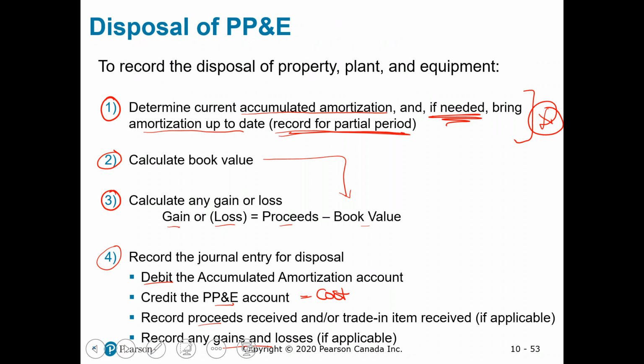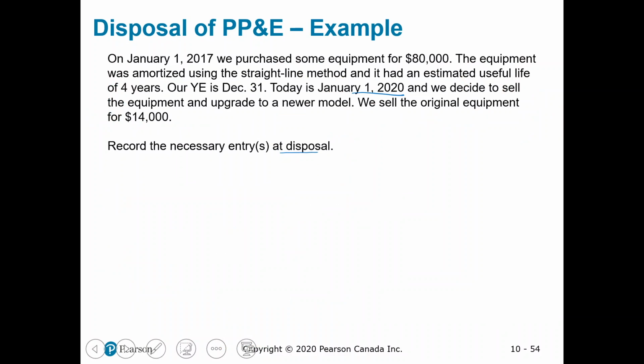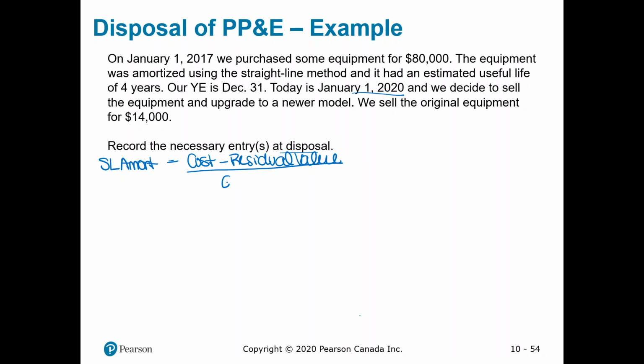We're going to do this in our 4 steps. So the first thing we do is determine our current accumulated amortization, and if needed, we'll bring that up to date. So we now use what we know about amortization. So we're using the straight line method, and we know that that amortization is calculated as cost minus residual value divided by estimated useful life.